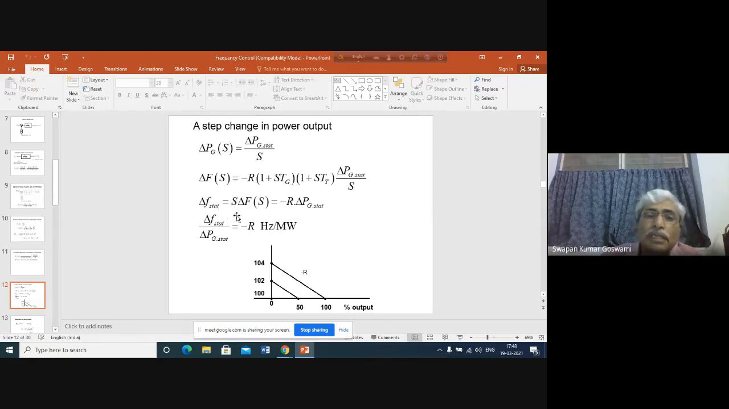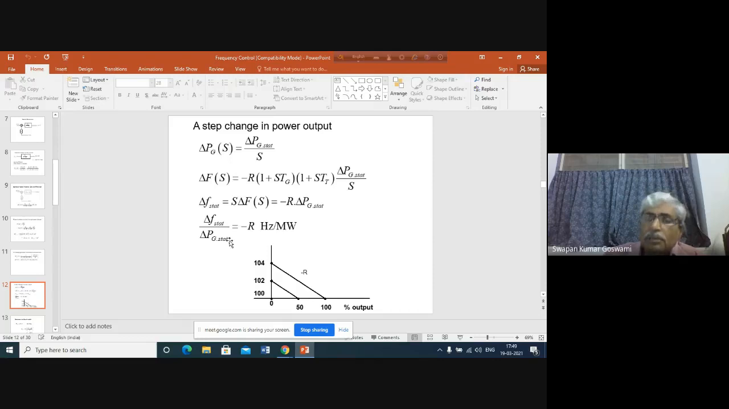It will be limit s tending towards 0, s times F(s). So write the value of delta F(s) multiplied by s, and the limit will be for s tending towards 0. You put it here, and the value will be delta F stat equal to minus R into delta PG stat. Del F stat means the steady state change in frequency, and del PG stat means the change in the power output at steady state.